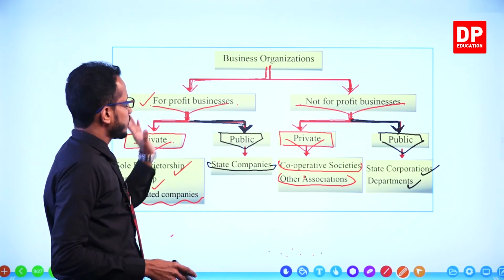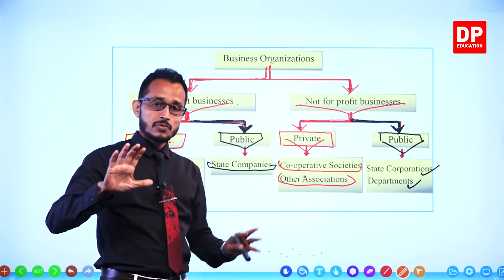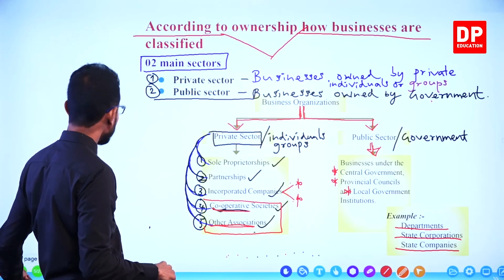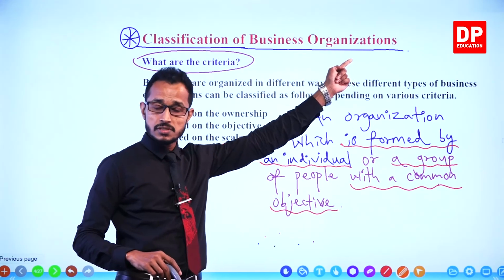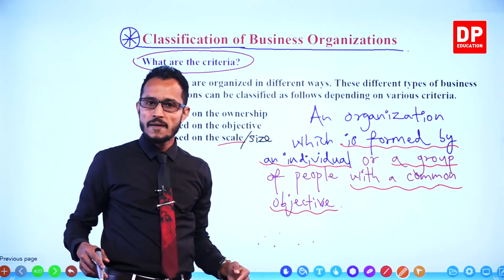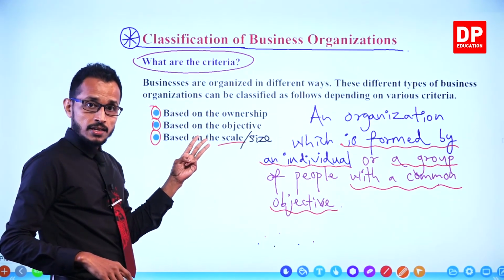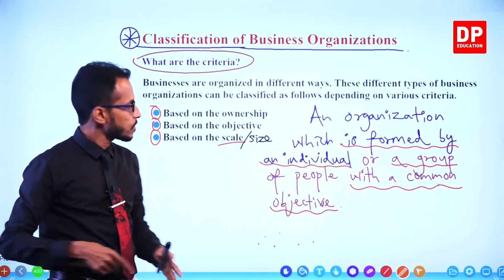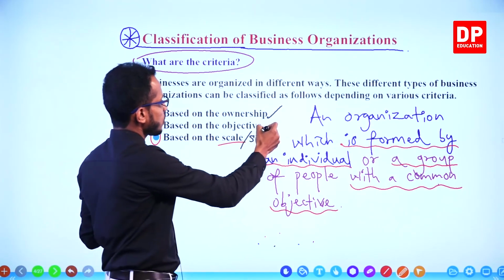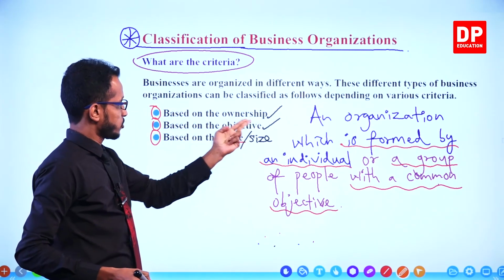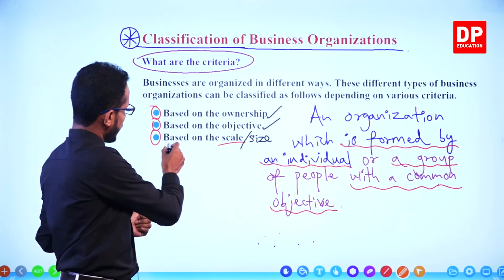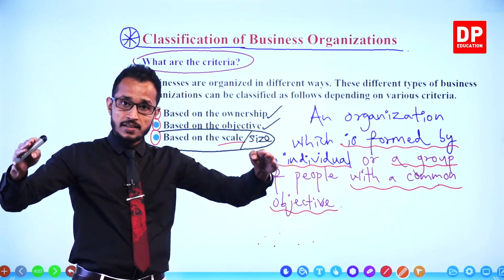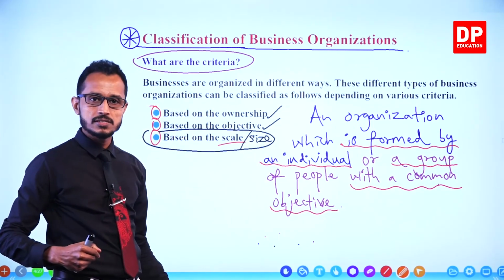So with this classification, the second criteria, children, we are going to end this session. Today, we learned about classification of business organizations, how to categorize business organizations. Three main criteria are used as the basis to categorize. First one, ownership. Second one, objective. We covered these two in this session. In the next session, children, we are going to learn how to classify according to the size of businesses.